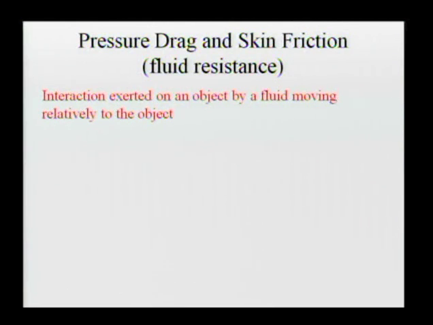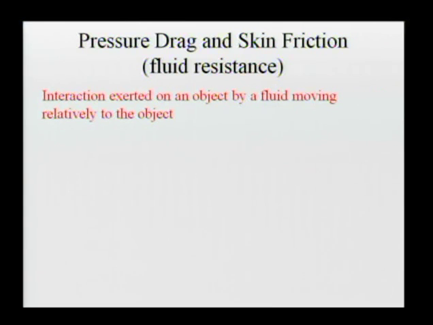Drag forces and skin friction. These are forces similar to kinetic friction. Skin friction is considered to be just a kinetic friction, and both of those forces are exerted on an object if the object is moving in the fluid or the fluid is moving around the object.